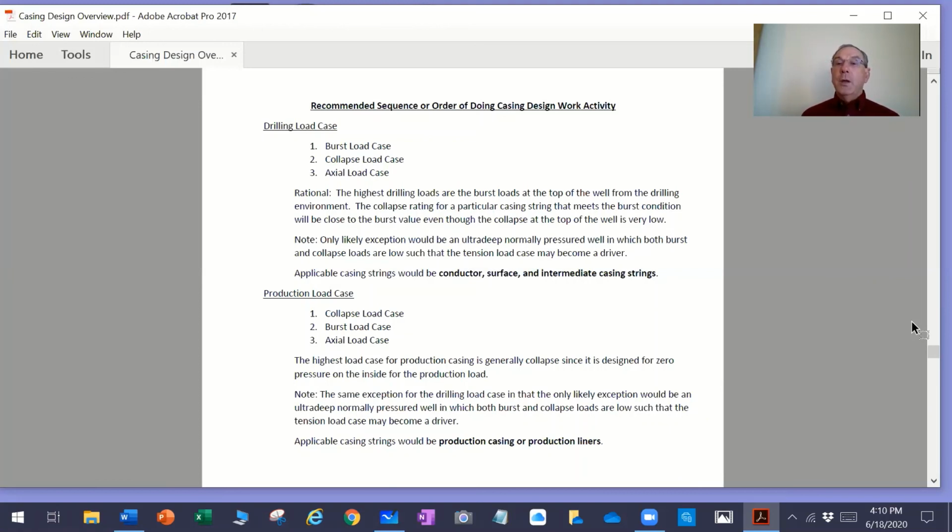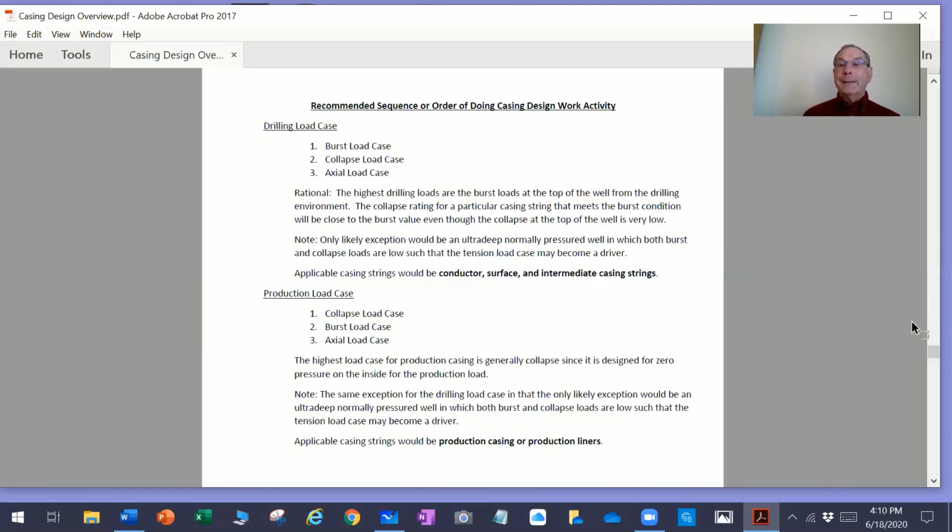So in other words, you're going to have your highest burst load at the top of the well, but yet you almost have no collapse load at the top of the well. So the values for collapse, if you look at the casing strength chart, are generally speaking pretty close to the burst loads. And the collapse loads for drilling are actually very low anyway. They are a lot less than burst loads. So generally speaking, it's suggested to do burst first, then check collapse, and then check axial loads.